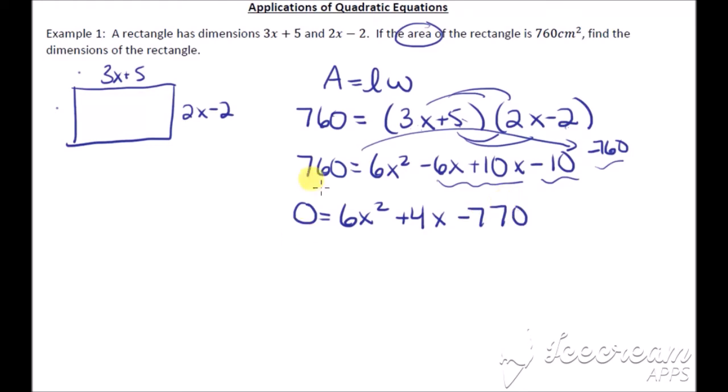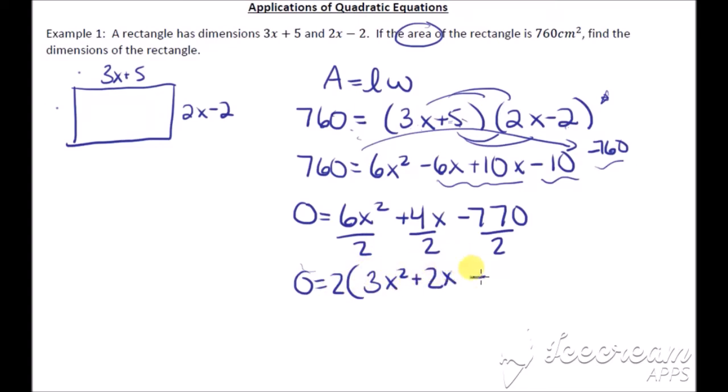So here is the equation of the area. Length times width equals 760. All we did is expand, rearrange, and set it equal to 0. Now in order to solve for x, we have to factor. I can see that we can divide each of these by 2, so let's common factor out the 2. We're left with 3x squared plus 2x minus 385.